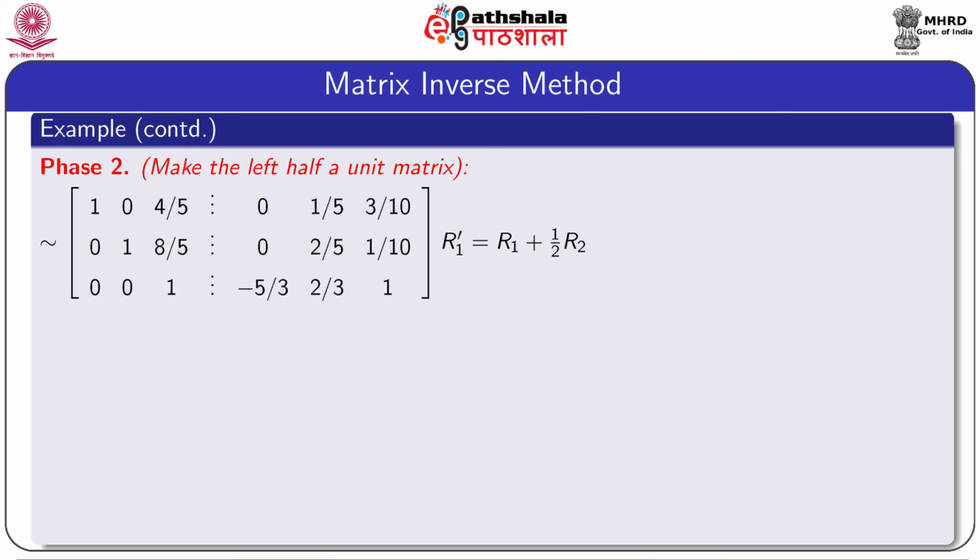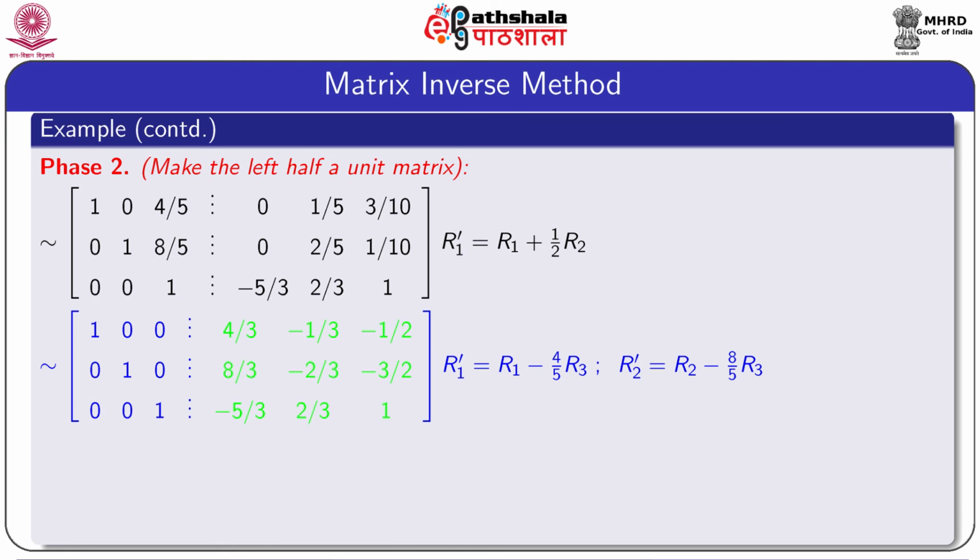Now, we go to phase 2, and in phase 2 we make the left half a unit matrix. To make the 2 1 element 0, we apply the elementary row operation R1 prime equal to R1 plus half R2, and using this elementary operation the first row is reduced to 1 0 4 by 5, 0 1 by 5 3 by 10, and the second and third rows remain unchanged.